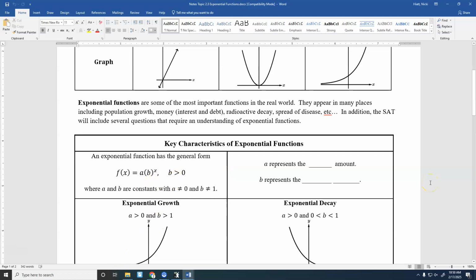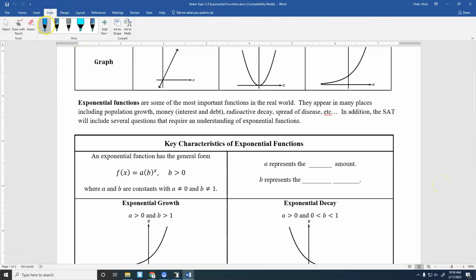In this case, A represents the initial or starting amount. You can think for sequences, it's your a sub 0. Now, we're talking about functions, so we wouldn't call it a sub 0. It's not a sequence, but it's that starting amount. And B represents the growth or decay factor.